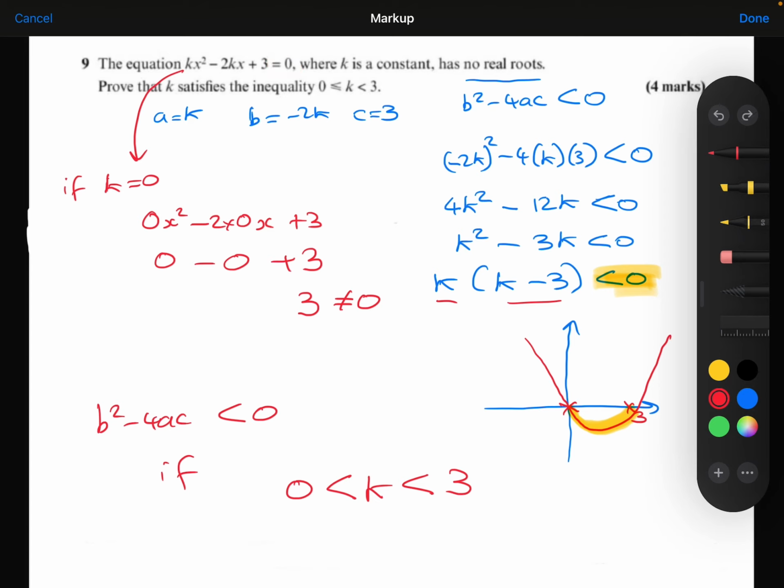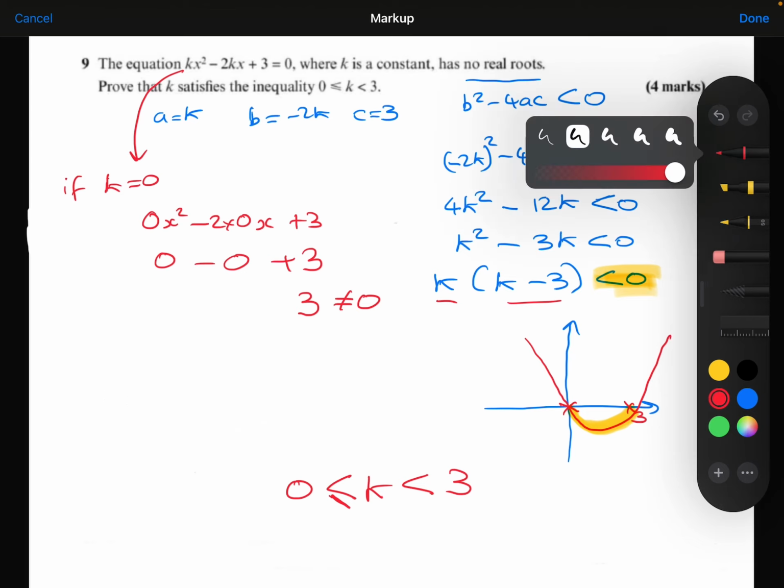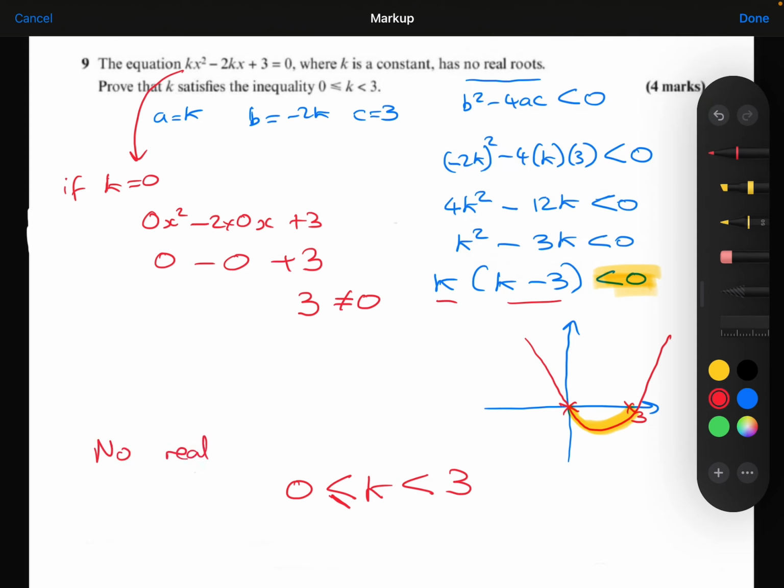So showing that means I can now say that not only will the discriminant be less than 0 if k was between 0 and 3, but if k was greater than or equal to 0 but less than 3, then there is no real roots. This is showing how there's no real roots if k equals 0, and this is showing how there's no real roots if k is between 0 and 3.